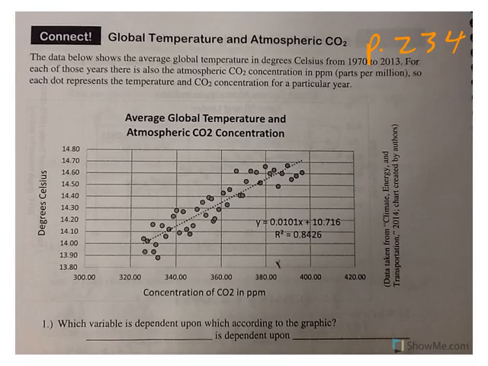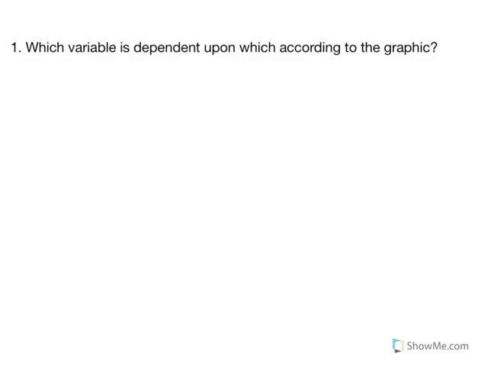All right, let's turn to page 34. Once again, I would like you to hit pause and try to answer questions 1 through 7, then come back and check your answers. Notice how this one is positive. It goes up. So we have a positive linear correlation. All right, so hit pause and try it.